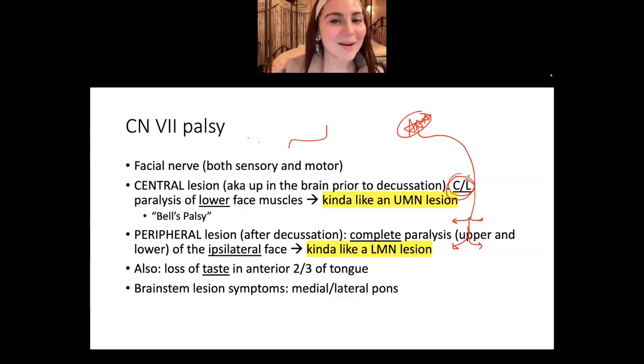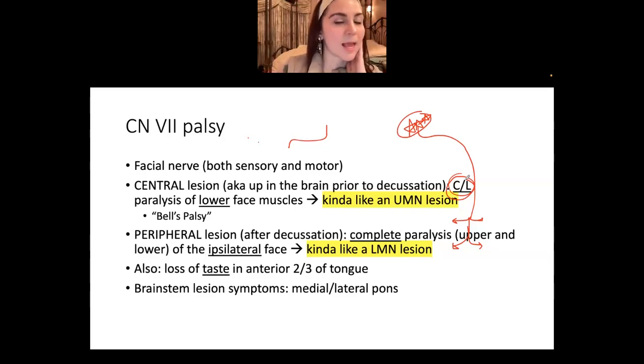I did say that. But a central lesion is going to be before, and this is the only cranial nerve you have to remember this for. You're hitting it before it crosses, so it's going to do contralateral, okay? Because it didn't cross yet. So if I hit it up in the right side, it's going out to the left side of my face. I'm going to hit it up here on the right side, and I'm going to have the symptoms down here on the left side.